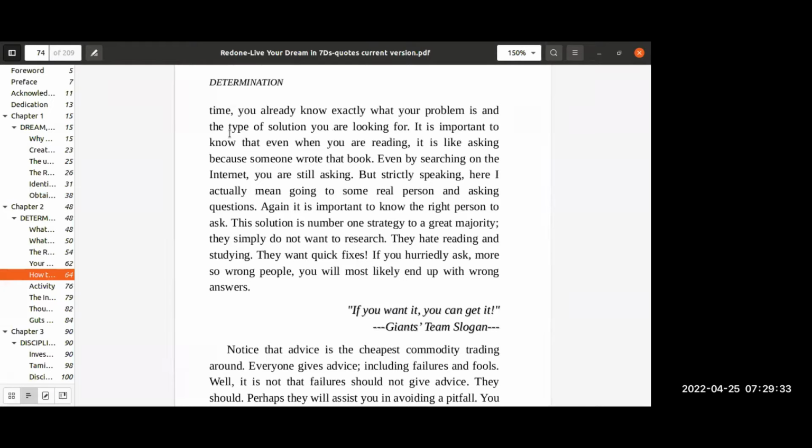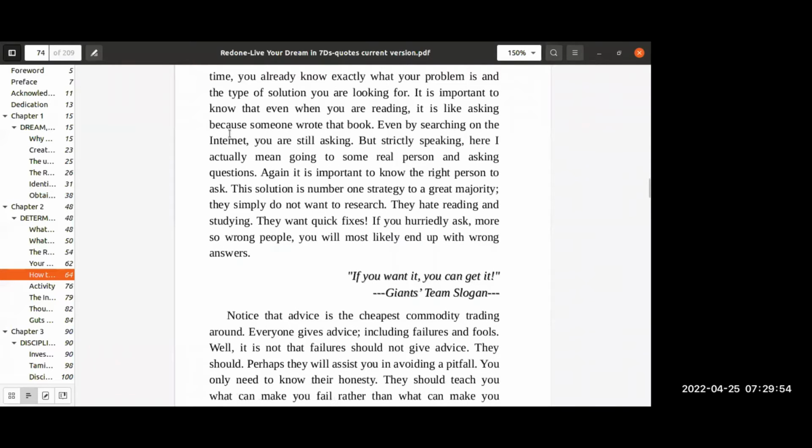Again, it's important to know the right person to ask. This solution is the number one strategy to a great majority. They simply do not want to research. They hate reading and studying. They want quick fixes. If you hurriedly ask, more so wrong people, you will most likely end up with wrong answers.